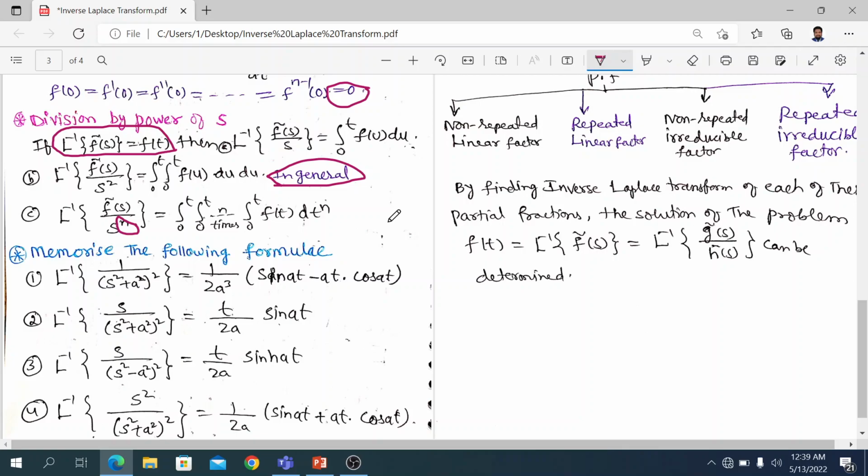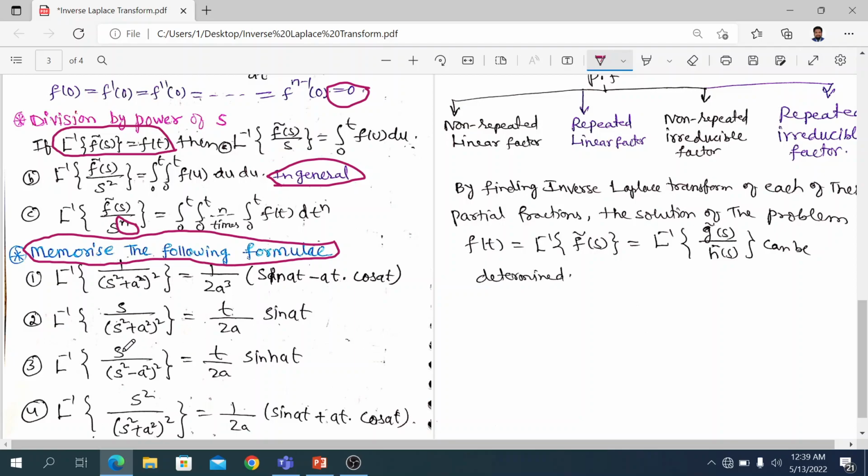Now, these are some formulas you must memorize. They will be used in problems as well as basic entrance exams. Laplace inverse of 1 by (s square plus a square) whole square is equal to 1 by 2a cube (sin at minus at into cos at). Laplace inverse of s by (s square plus a square) whole square is nothing but t by 2a into sin at.